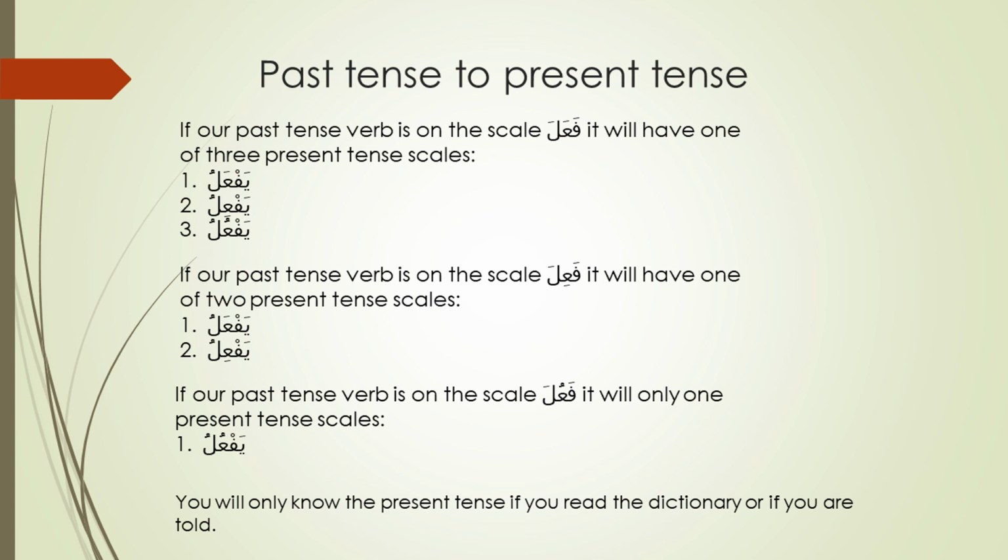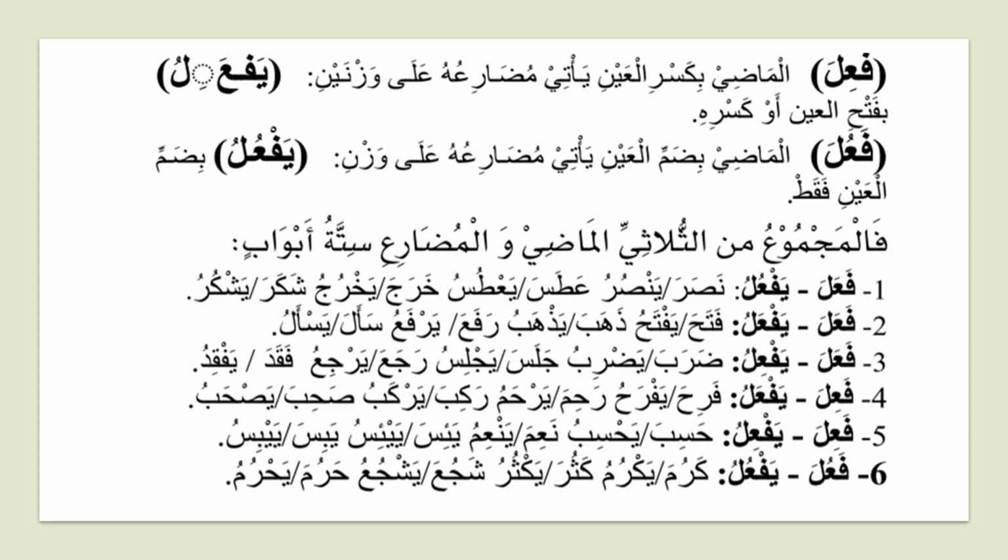So fa'ala has 3, fa'ila has 2, fa'ula has 1. Now if you were to go back to the other page 22 in the book. So here, if you look at number 1, he has fa'ala yaf'ulu, because fa'ala has 1 of 3. So you have nasara, yansuru, nasara to help, yansuru, he's helping. Atasha ya'tushu, to sneeze. Kharaja yakhruju, kharaja, to leave, yakhruju, he's leaving. Shakara, to thank, yashkuru, he's thanking. That is for fa'ala yaf'ulu.